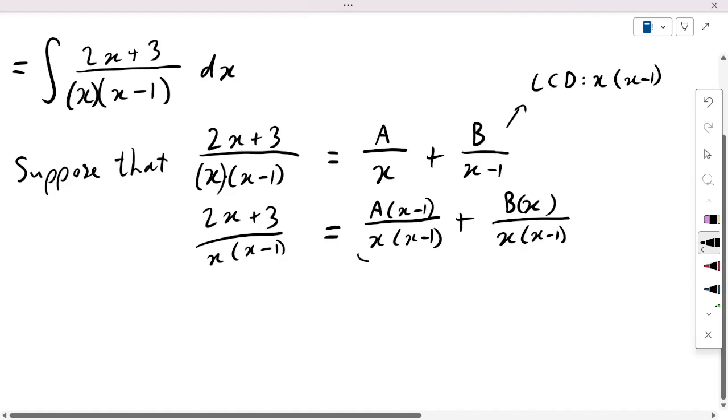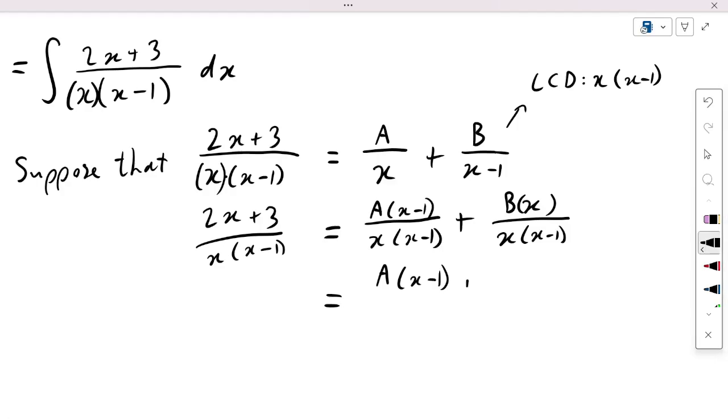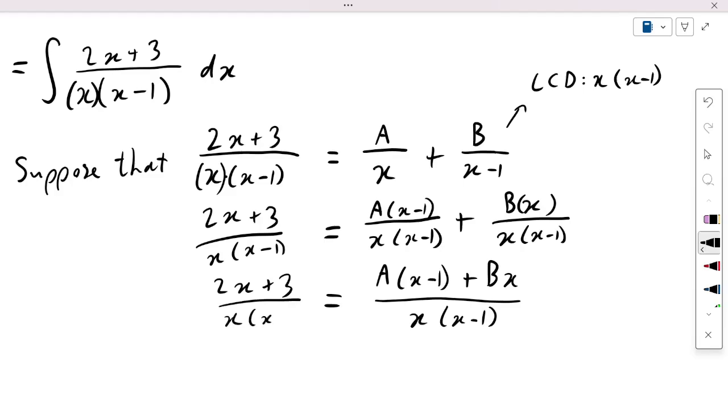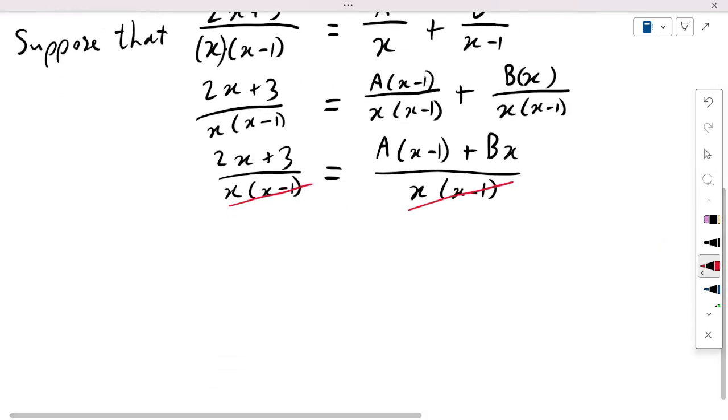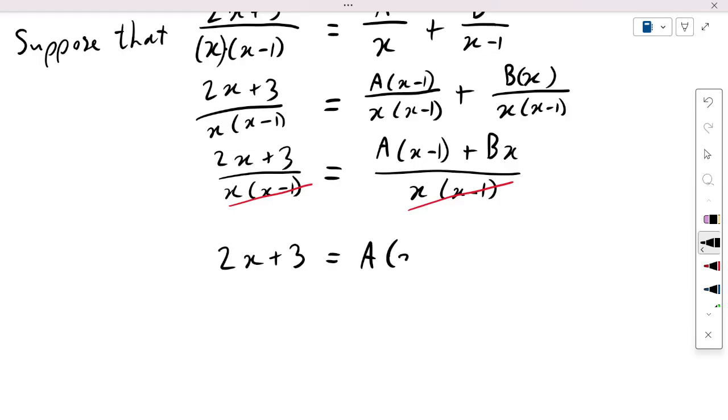And then, because these denominators are the same, we can just put these fractions into one fraction. So it will be written as a into x minus 1 plus b times x, all divided by x into x minus 1. And then we have 2x plus 3 divided by x into x minus 1. And now what do we note over here? We can cancel these denominators because they're exactly the same. And then whatever is in the numerator is going to fall into one line of equation. So we're going to have 2x plus 3 is equal to a into x minus 1 plus bx.